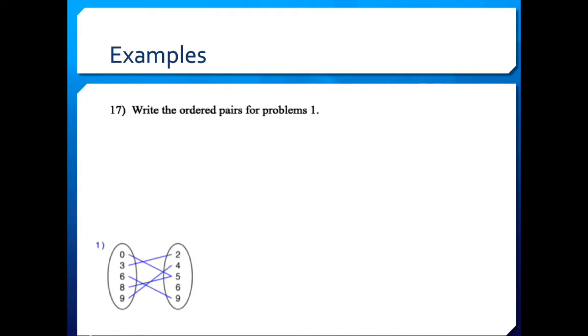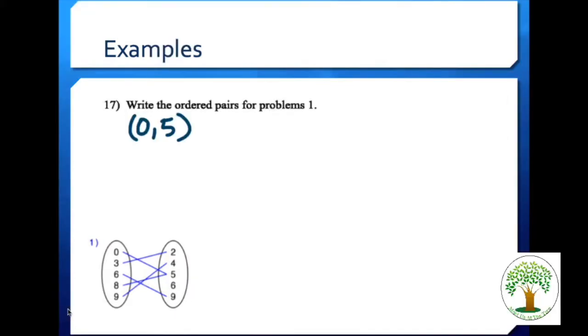I brought number 1 up here so it's close. So this is 0 comma what? 5. 0 comma 5. Yeah. So I'm helping you with the answers here. We're going to do number 17 first, and it says write the ordered pairs for problem 1. Here we go. 0 comma 5.